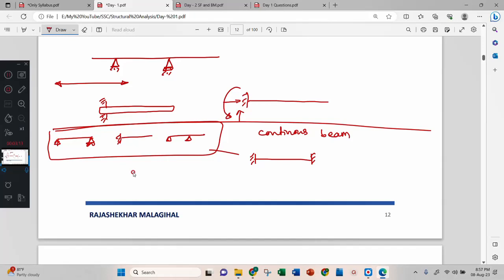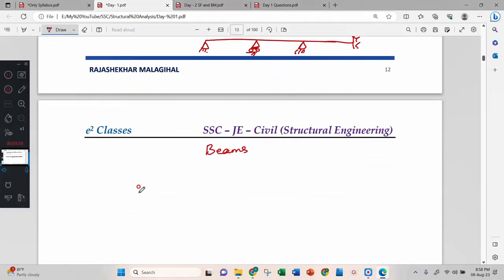Now, how do continuous beams look? There will be a number of spans like this. Here it might be a hinge, here a roller, and here a hinge. This is your continuous beam. Now we have discussed beams by their supports: simple support, cantilever, overhanging, continuous. Now beams from a structural point of view.